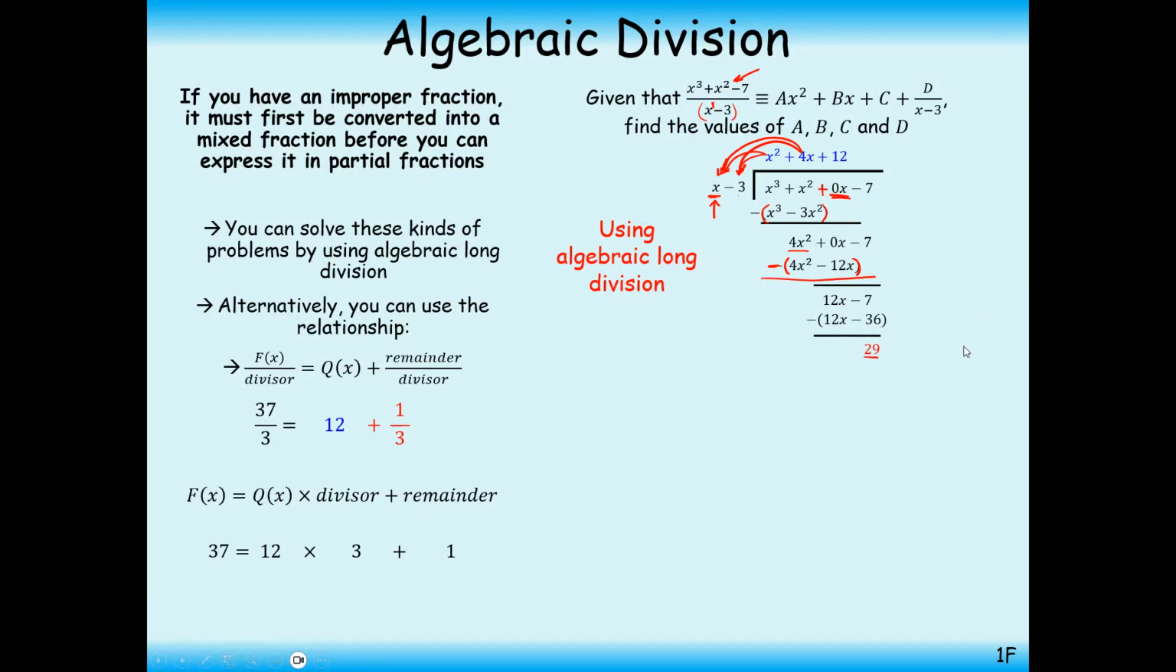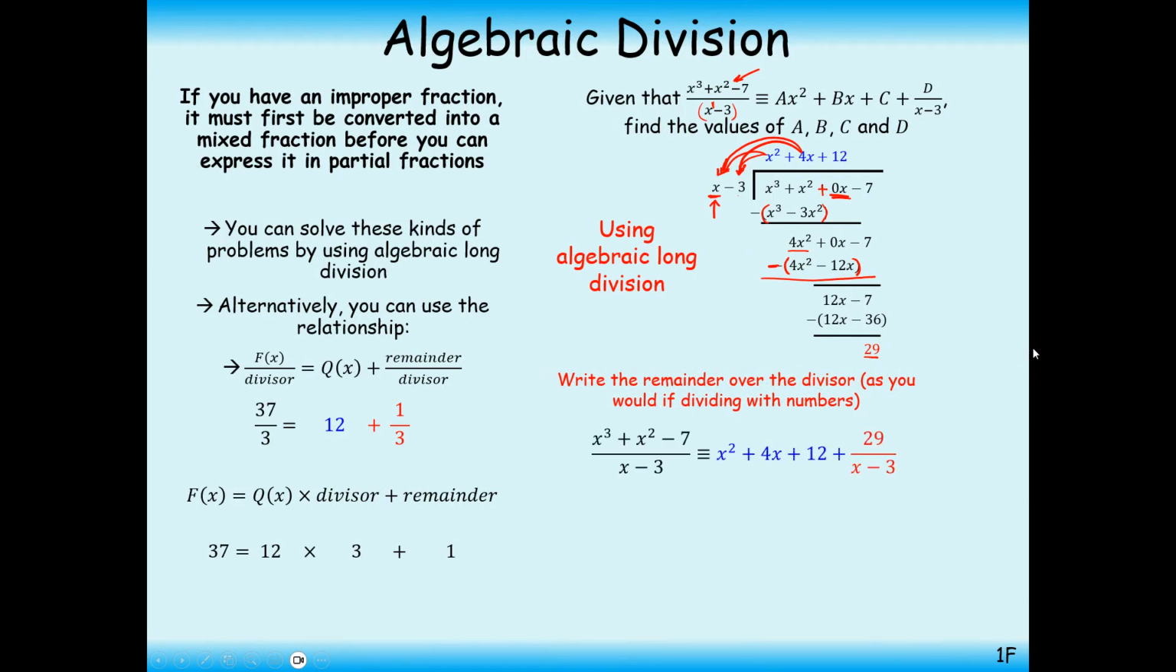Just like I said at the beginning, we're going to put the remainder on top of the divisor. We were dividing by x minus 3, so we put the remainder 29 over x minus 3. Okay, this matches up with the format that the question was asking us to do. The value of A is 1, the value of B is 4, the value of C is 12, and D is 29.